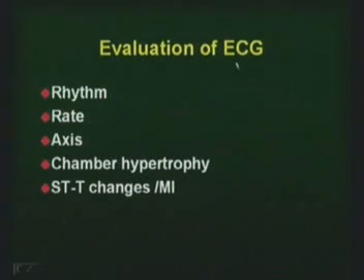So, evaluation of an ECG. When an ECG is given to you, people start talking about acute MI. You have to learn a way of talking about it. The first thing you talk about is the rhythm, whether it is a normal sinus rhythm, then the rate, then the axis, then chamber hypertrophy, then the ST-T changes. From an examination point of view, you have to follow this pattern unless somebody tells you to give the diagnosis. If you don't do this, you're going to lose marks.